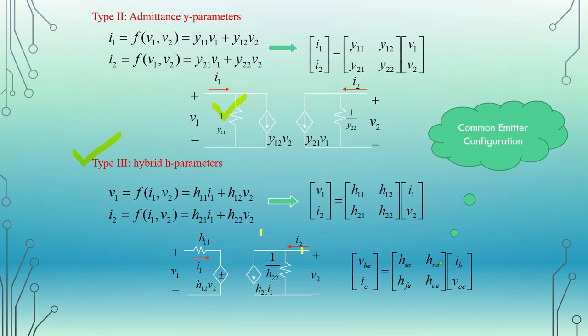Third one is hybrid parameters, H. They are called hybrid because they use all four expressions differently. Like we had Z11, Z12, here we have H11, H12. H11 is completely part of the input side, which is in series. H12 V2 is the input source. H21 I1 is the output source, and H22 is in parallel with the output, right?